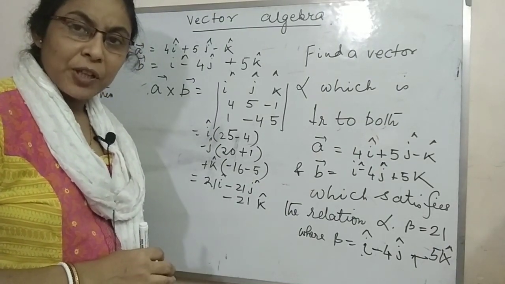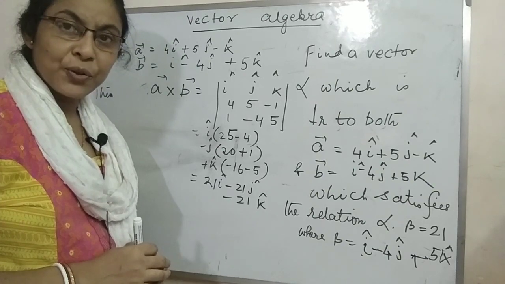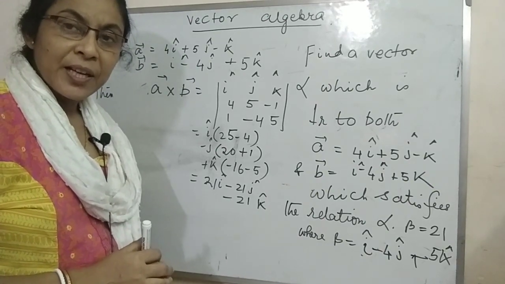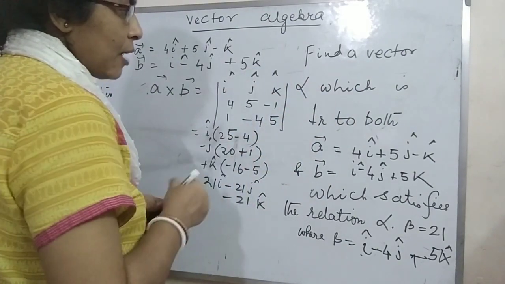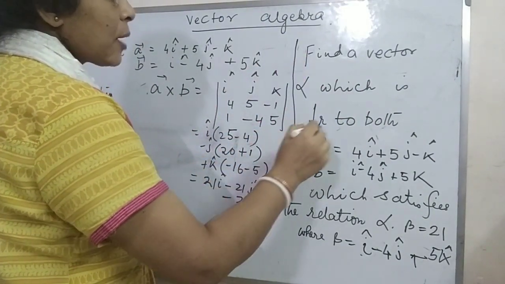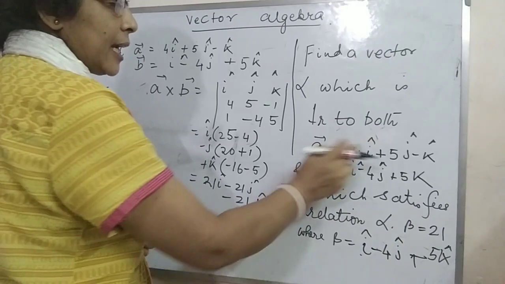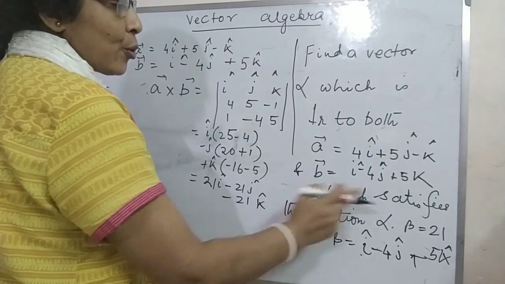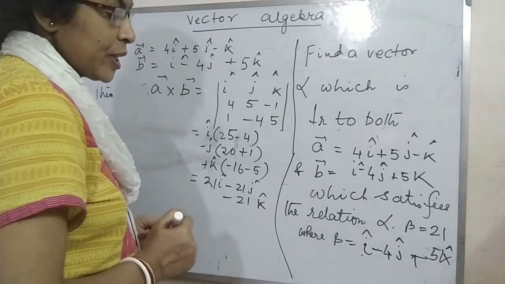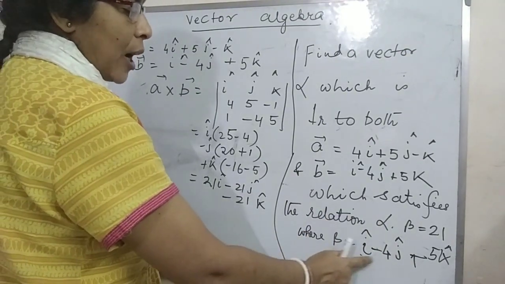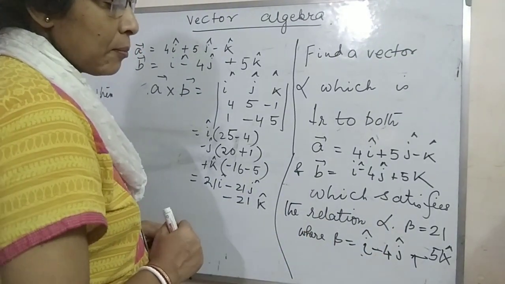This video is the continuation part of your previous video on vector algebra. Here it is given: find the vector alpha which is perpendicular to both vector A and vector B, which satisfies the relation alpha dot beta equal to 21, where beta equals i minus 4j minus 5k.